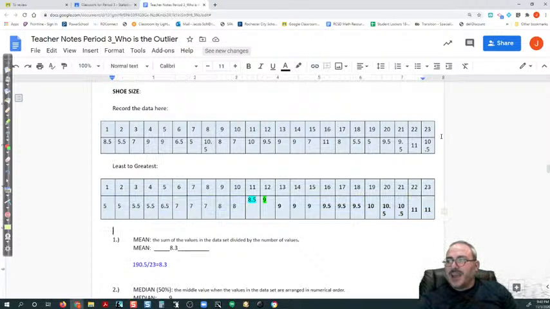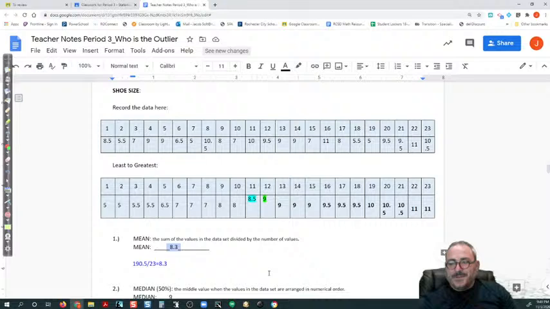And how many values do we have? We have 23 students, right? You can kind of count them using this upper row right here. 23 students responded with their shoe size. Therefore, we add them all up and divide the sum by 23 because there are 23 values in our data set, and we got a mean of 8.3, okay? We got a mean of 8.3.